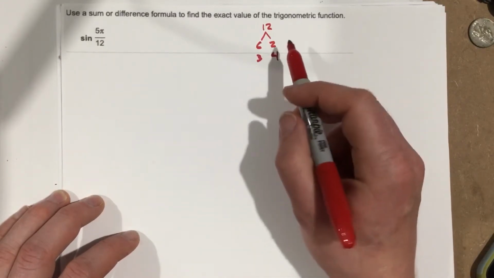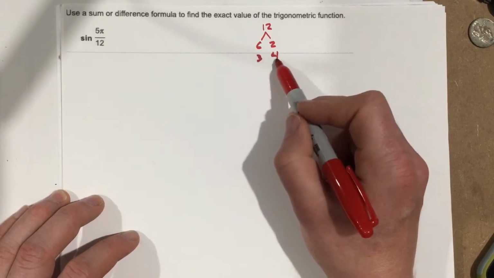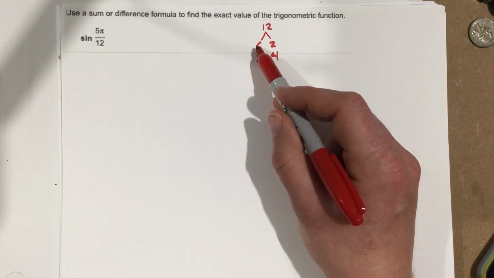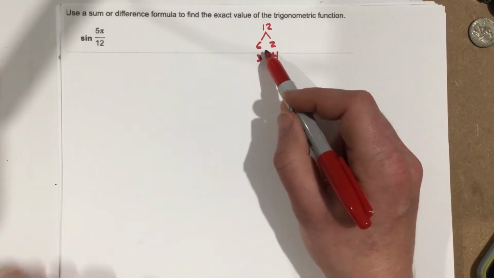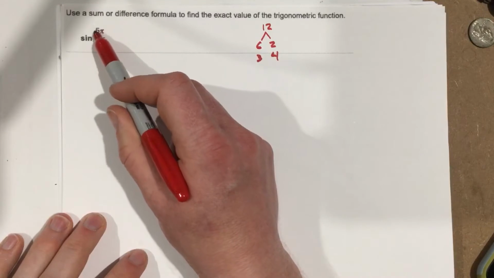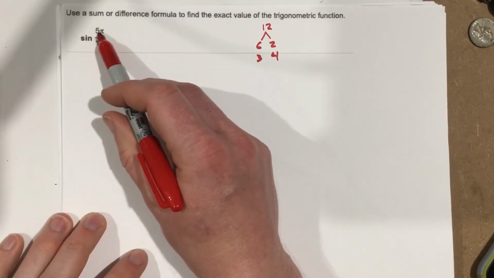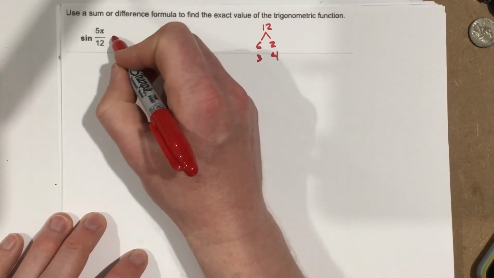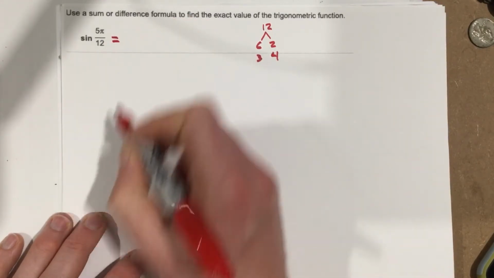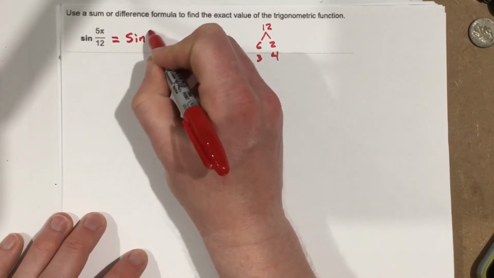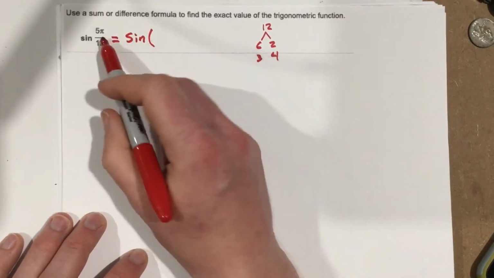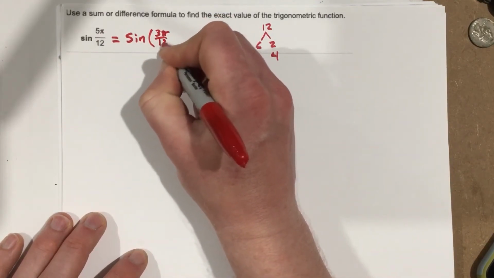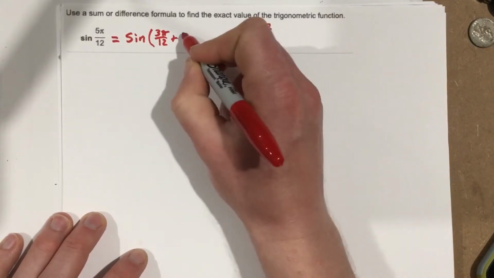Now, we've got 3 and 4, and 3, 4, and 6 are all on the unit circle. We know those are denominators on the unit circle. So is there a way we can split up 5 pi so that 5 pi will give us two of these factors? Well, what if I said that sine 5 pi over 12 is really sine of, and I can split this into 3 pi over 12 plus 2 pi over 12.